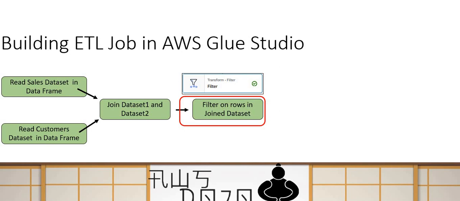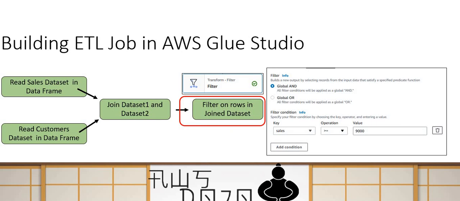It's called the filter transformation. And when you use the filter transformation, you can create filter criteria on your columns. So in this example, you can see I'm saying my sales value should be greater than or equal to 9K. And you can see that I can create various combinations of ands and ors to create a very complex filter criteria for filtering out my data. So this is an example of how you can filter on your rows based on certain conditions.